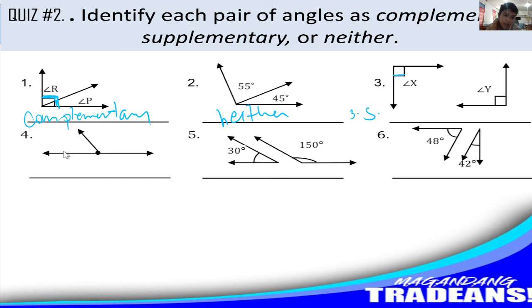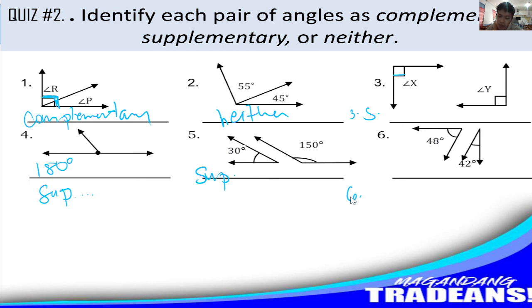Number 4, naka-create siya ng straight line. Ano ang equivalent ng angle ng isang straight line? Okay, that's good. That's 180 degrees. So therefore, ang sagot dyan, supplementary. Okay, so kaya na po mag-continue. Next, 30 and 150. Nakakreate siya ng 180. That the answer is supplementary for number 5. So, isulat, supplementary.